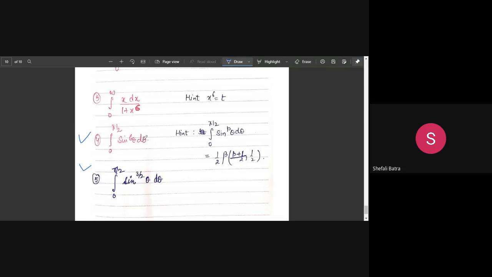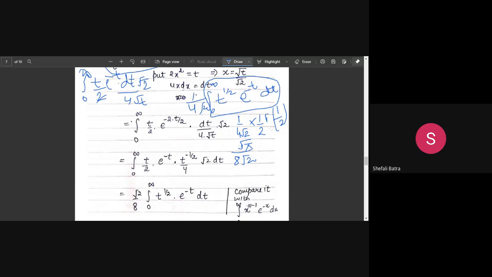This you can do by the beta function as well as using the reduction formula, because this is an integer and the limit is 0 to pi by 2. But if the question is like this, then you need to use the beta function, right? So it makes your integral evaluation easy, right? So that's all for today, beta. Any doubt? No doubt. Okay.